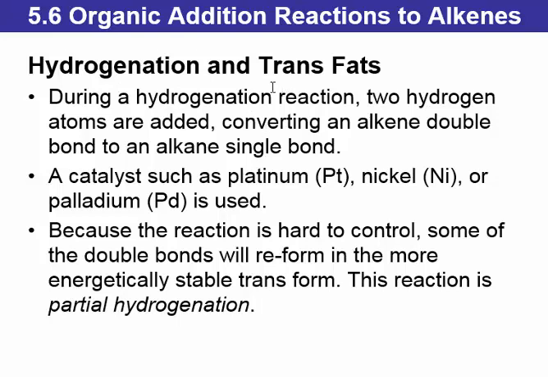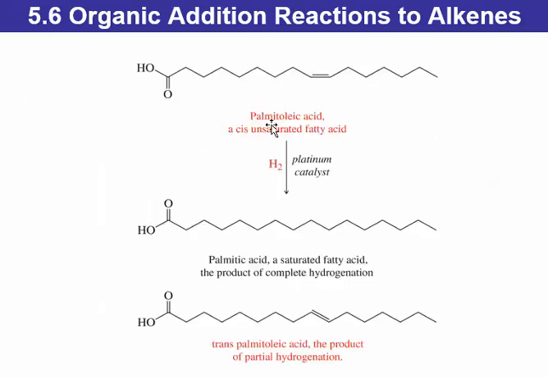And when hydrogenation occurs, we have the formation of trans fats. So hydrogenation occurs when we take a mono or polyunsaturated fatty acid, which are naturally occurring. And on the slide, we have a monounsaturated acid, cis-palmitoleic acid. And cis is always the naturally occurring formation of that double bond in fatty acids.